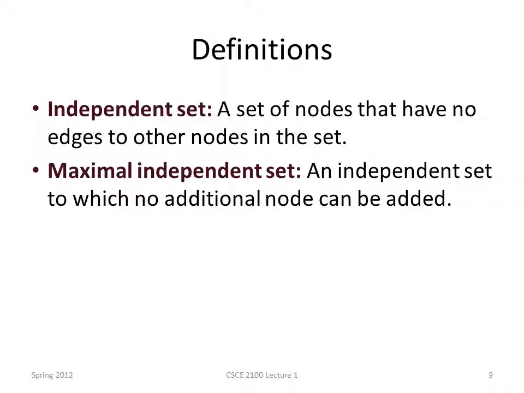Okay, so definitions then. An independent set is a set of nodes that have no edges to other nodes in the set. A maximal independent set is one to which no additional node can be added without violating that independent set property.